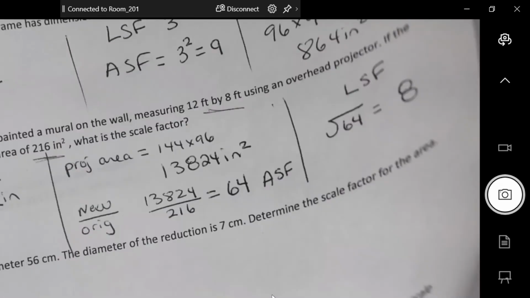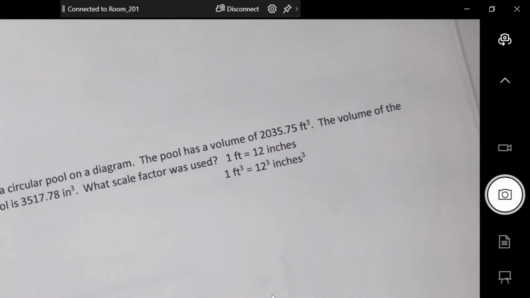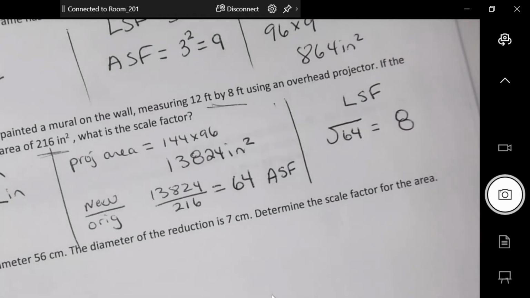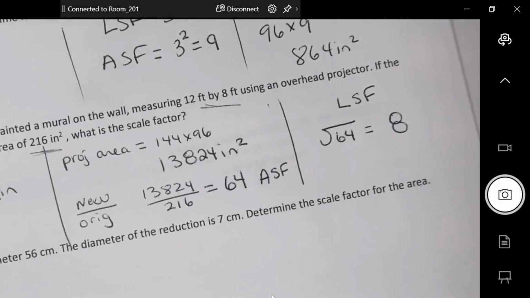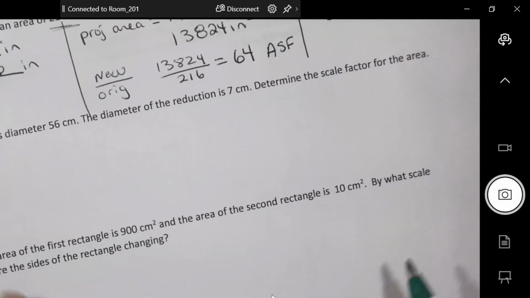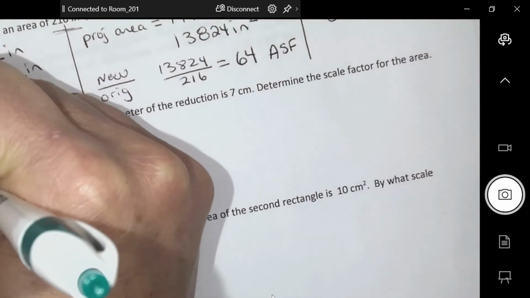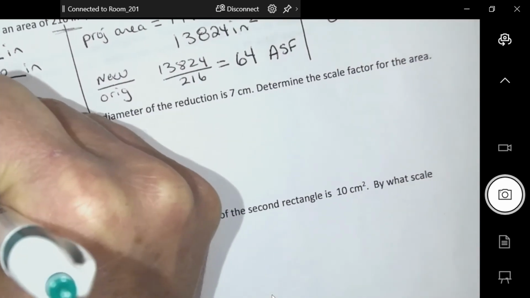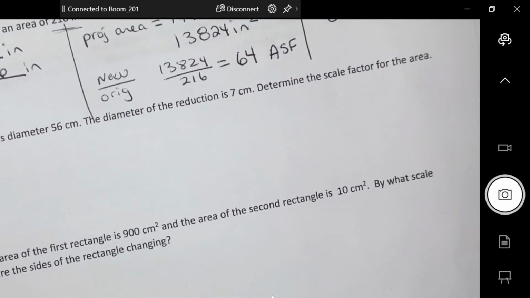Okay, a couple more questions and then we're done. Oh, there's still another page. A circle diameter 56 centimeters is reduced to 7. Determine the scale factor for the areas. I think this is the very first question, but everything is centimeters, centimeters. We don't have to do anything to convert.